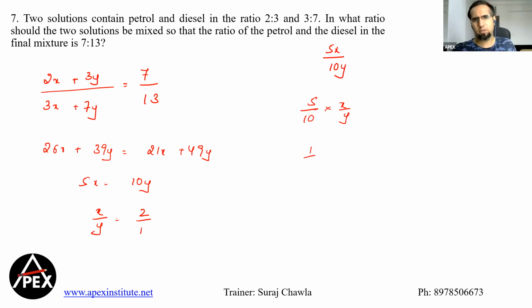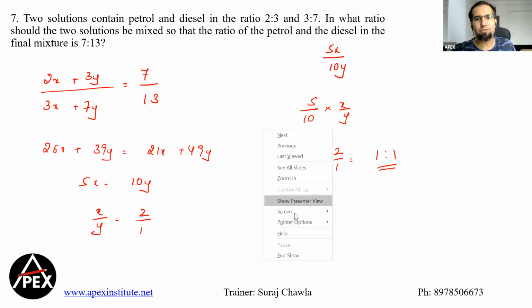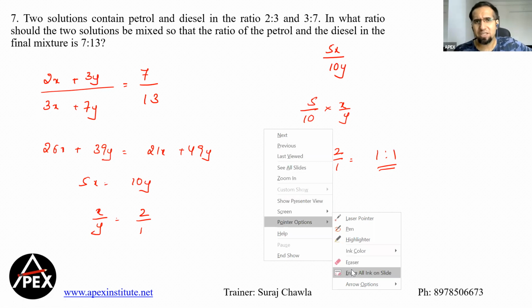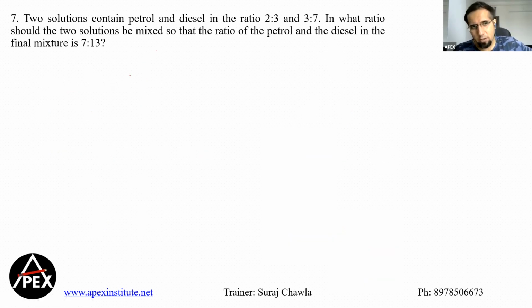Clear, guys? If you want, you can as well do it with the help of alligations. Numbers are lovely to take percentage. See, I changed my strategies depending on the numbers here. In the previous question, the numbers were not supporting. But here, 2 by 5, I can use percentage very easily. 2 by 5 into 100 is 40%. 3 by 10 into 100 is 30%. I mix them to get 7 by 20 into 100, which is 35%. So you get 1 is to 1 as your answer. Clear, guys? Can I move forward?